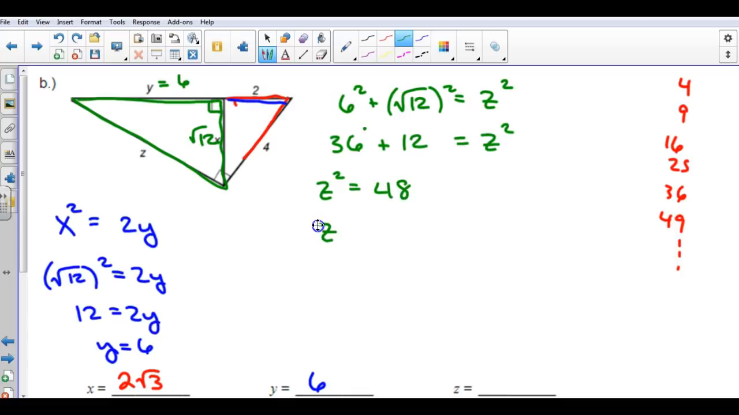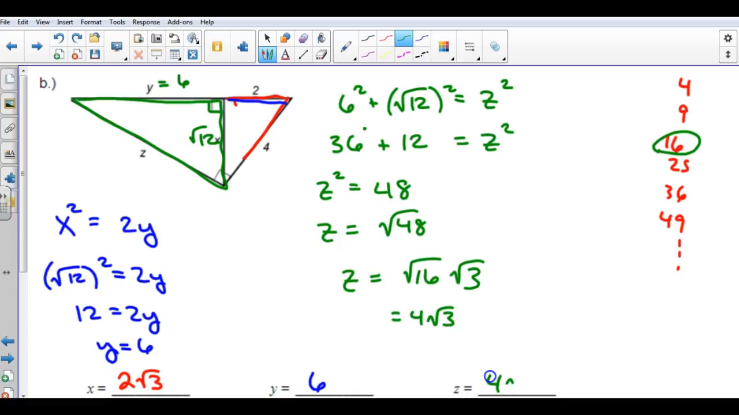And we've actually simplified that one before now. When I take the square root of 48, we go down this list and think about the largest perfect square that goes into it, and that is 16. So I'm going to break up 48 into 16 times 3, and then when I take the square root of 16, I get 4, and bring down the radical 3. So z is 4 radical 3.